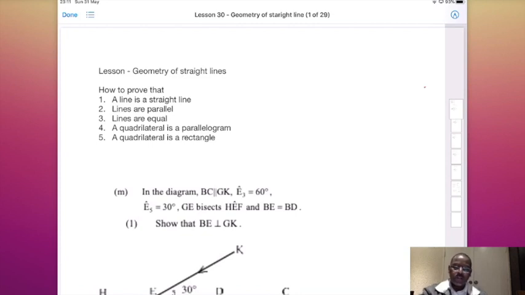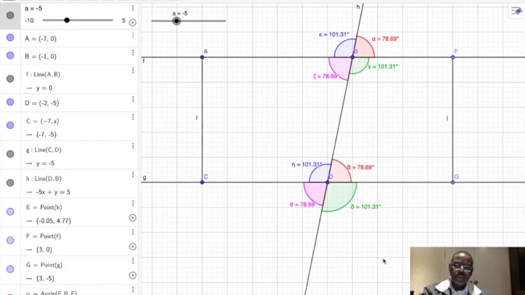Let's look at that, but before we proceed, just a quick look at parallel lines. We have line ABF here. I hope you can see line ABF there. And we have line CDG. Those lines are parallel. But how do I know that the lines are parallel?